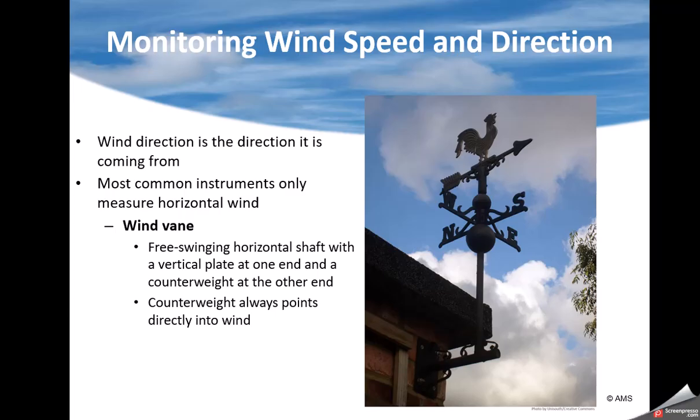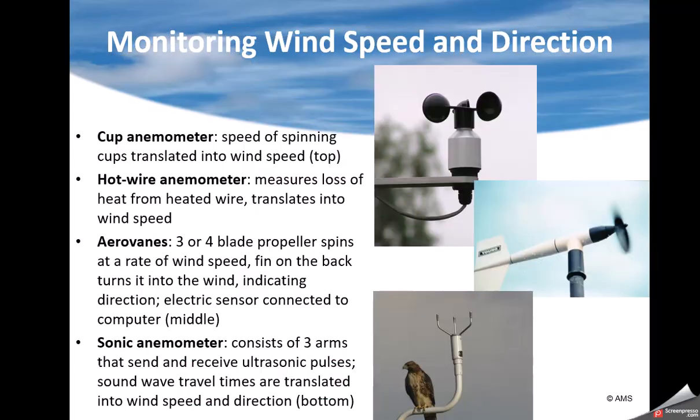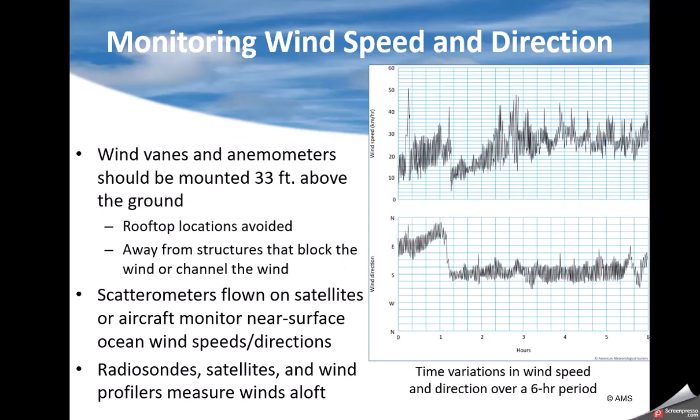Wind vanes are a great way to measure the direction of winds. Here is a chart called the Beaufort scale, which shows you how strong winds are based on what's happening to the trees or structures around you. And we have different types of anemometers. And here is just monitoring the wind speed and direction. Remember, we've got to know both. And all winds that we take as observations as part of ASOS are 33 feet above the ground, 10 meters up.